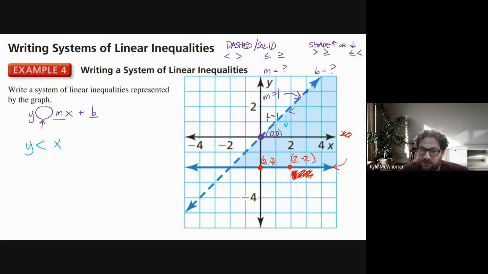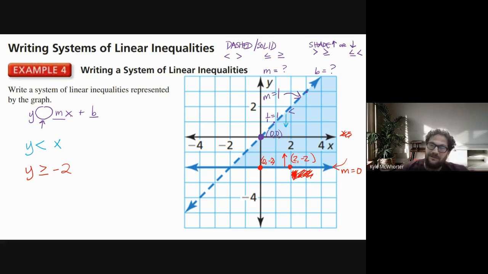So what do those points have in common? Both of them have the y value of -2. So this is going to be, the horizontal line has a slope of 0. So that means we're going to do y, we're shaded above this line, so that's greater than. The line is solid, so that means equal to. The slope is 0, so 0 times x is 0, but the y-intercept is -2, so it's just y is greater than or equal to -2.